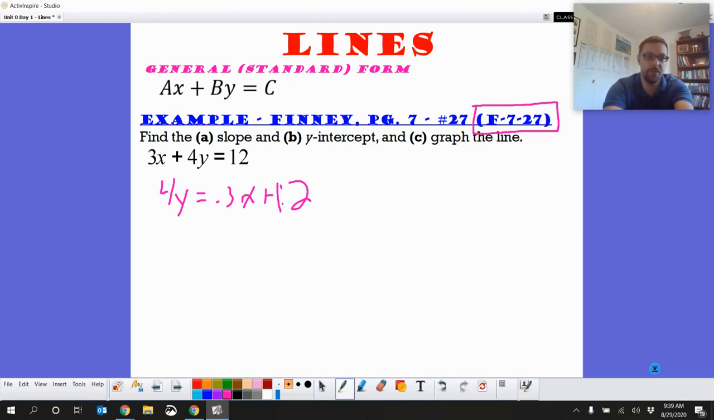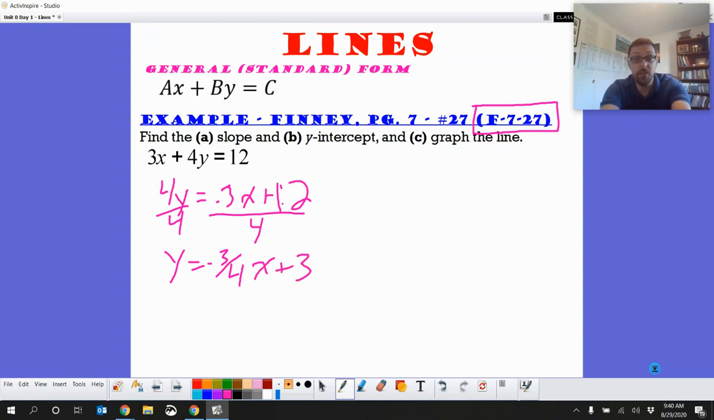We're going to divide both sides by 4. y = -3/4 x + 3. Now that it's in slope-intercept form, it's really easy to spot what our slope and our intercept are. Our m, our slope, is -3/4, and our y-intercept is 3.